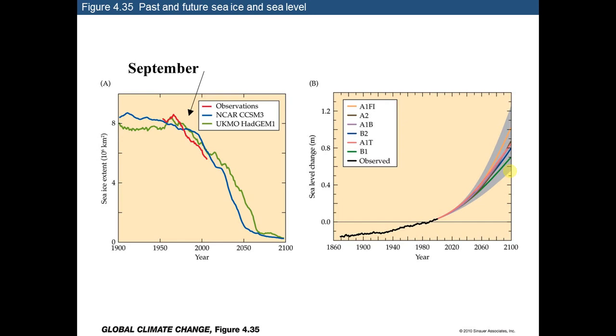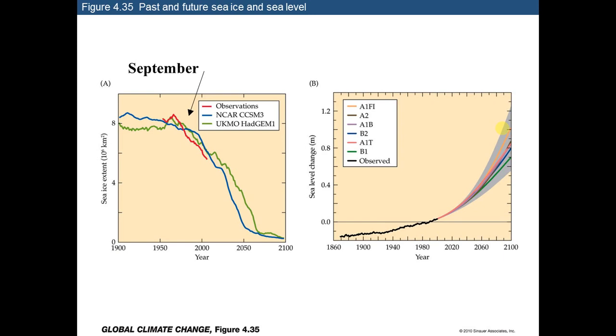And if you just focus on the best estimate for the B1 scenario, you see for these runs from several years ago about a 0.70 meter or 2.3 foot rise, while the A1FI worst case scenario shows about a 1.0 meter or 3.3 feet rise in sea level.